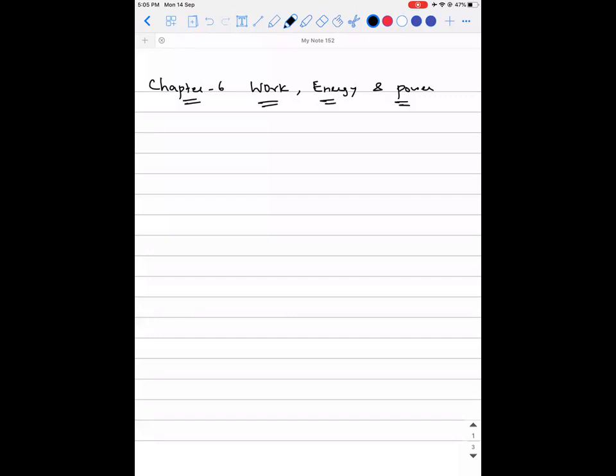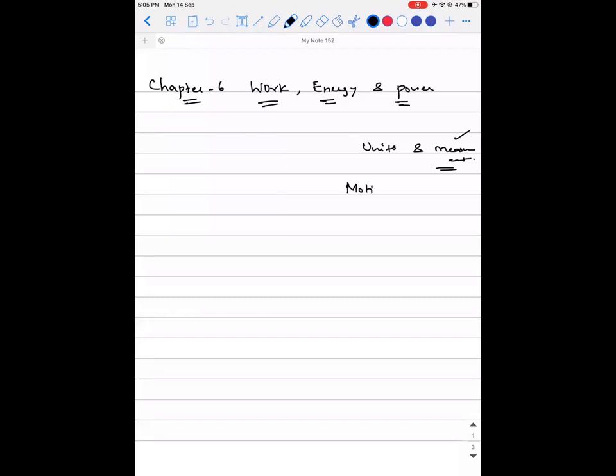Okay. So let's try to analyze how your syllabus is actually designed. See, the first chapter was physical world. I told you it gives you the introduction of all the branches of physics and all those things. The second chapter was units and measurements. Means you got an idea of what all the units present for different physical quantities that are being measured. Right. So what about the third chapter?